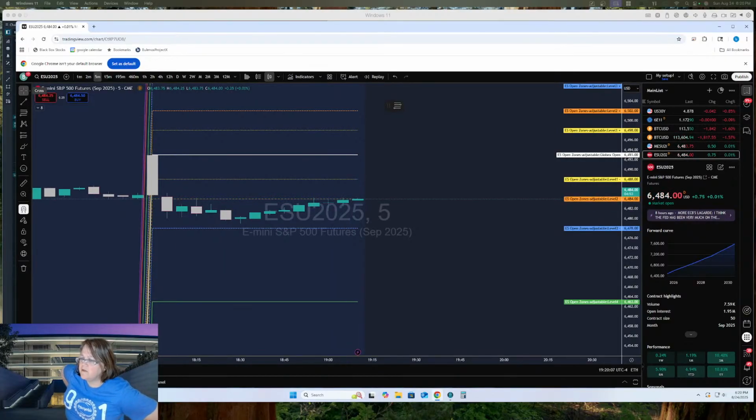And yeah, so we'll see if we can get a push through this 84 level here. Sitting at about 83 and a half right now, but looking for a potential push here through this 84 level. And then I would target 88 as the next level up.